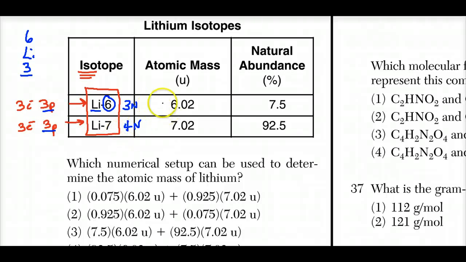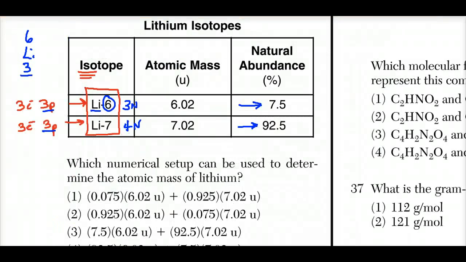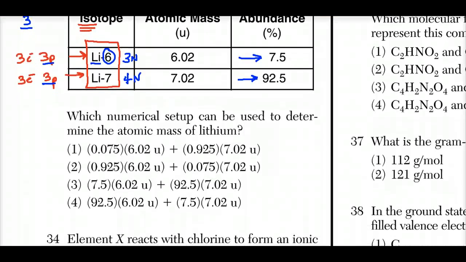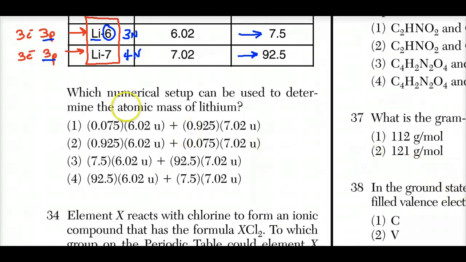They exist in nature with different abundances. All right, here we go. Which numerical setup can be used to determine the atomic mass of lithium? This is the weighted average problem. How we go about doing that is very simple. We're going to take a weighted average between these two. And all you do is this. We're going to take 7.5% of 6.02. Now, when we take a percentage, remember, you move the decimal place 2 places.